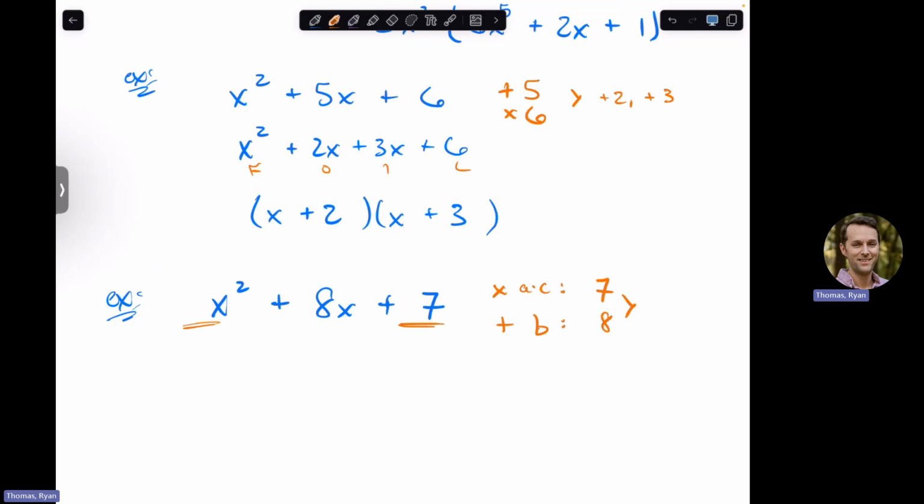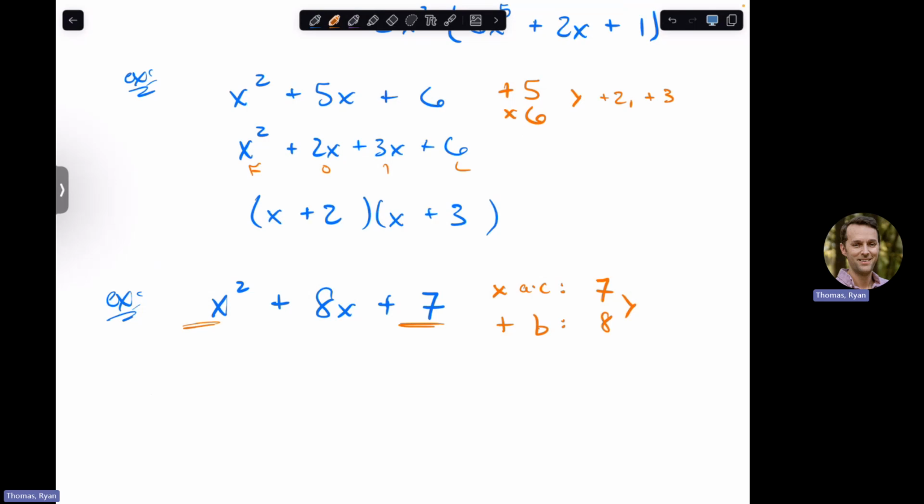So can we find a way to factor 7? Well, what are factors of 7? 7's prime, so 7 and 1. That's it, right? So either positive 7 and positive 1 or negative 7 and negative 1. Those are the only choices that are going to be nice, and we only care about factoring nice stuff. So can I take a pair of factors of 7 that add to 8?